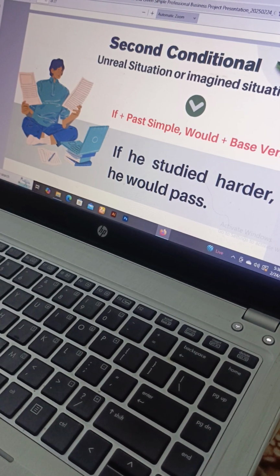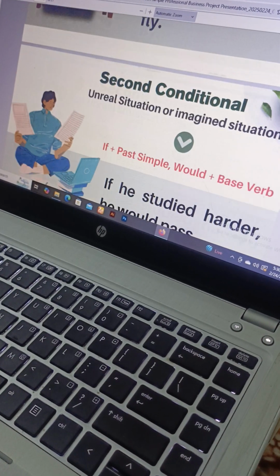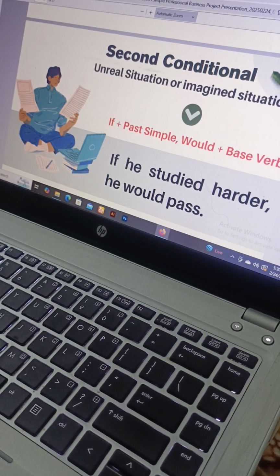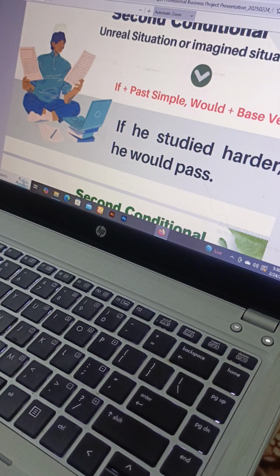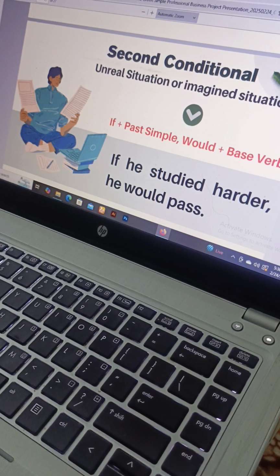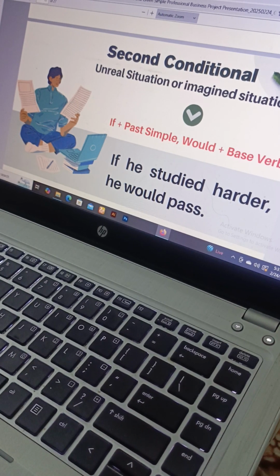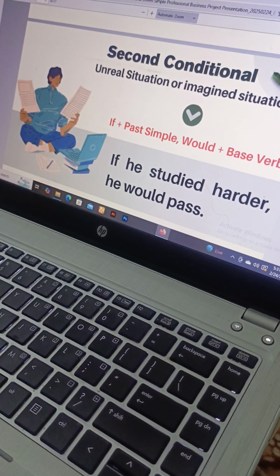So obviously it has the same formula: if, past simple, and then we go to the base verb, which is the first form, and that's the would. We add would here. Because as we talked about the zero conditional and the first conditional, we did not apply any would over there, right? But in the second conditional, in the main verb, we use the word would. If he studied harder, he would pass.